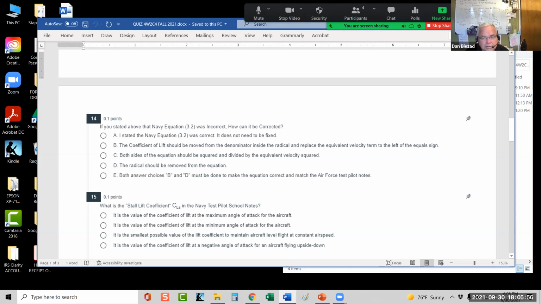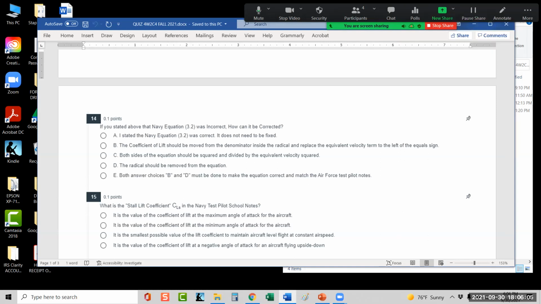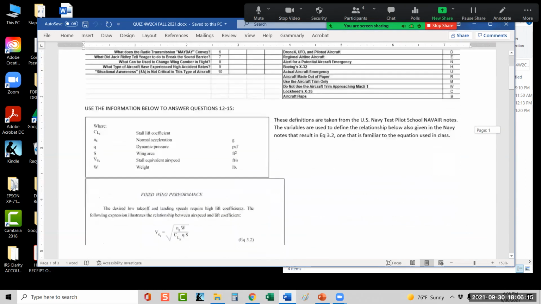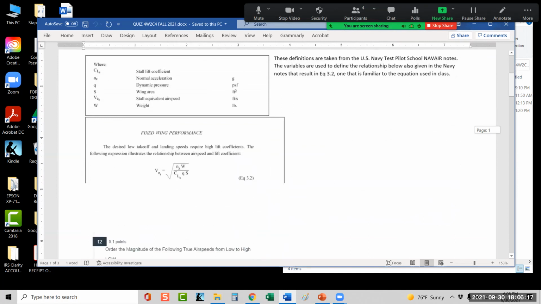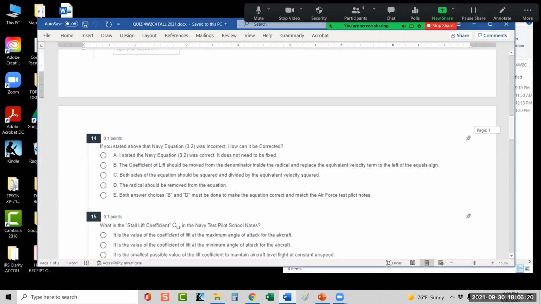Fire away. If you stated that the Navy equation was incorrect, how can it be corrected? That's it? Am I right with that? Yeah. Shoot. So basically, both sides of the equation should be squared and divided. But basically, I get the answer, but I don't fully get the answer. So I was trying to figure out why.